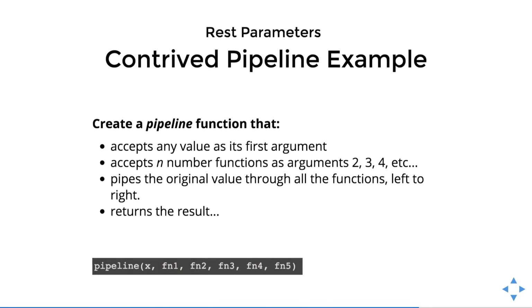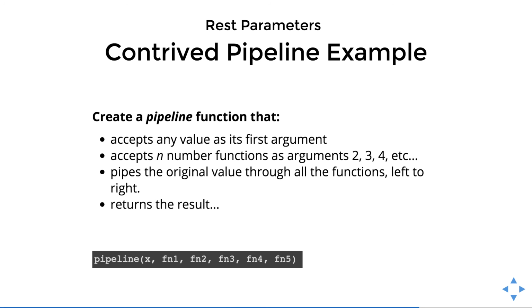Okay, REST parameters. It's a contrived example. The gist is we want to create this function. The first argument's a value. Then we have n number of arguments after that. Each of those things are a function. So what we want to do is pipe that first thing and take that and pipe it through a whole bunch of functions, right? This is what we want to create.